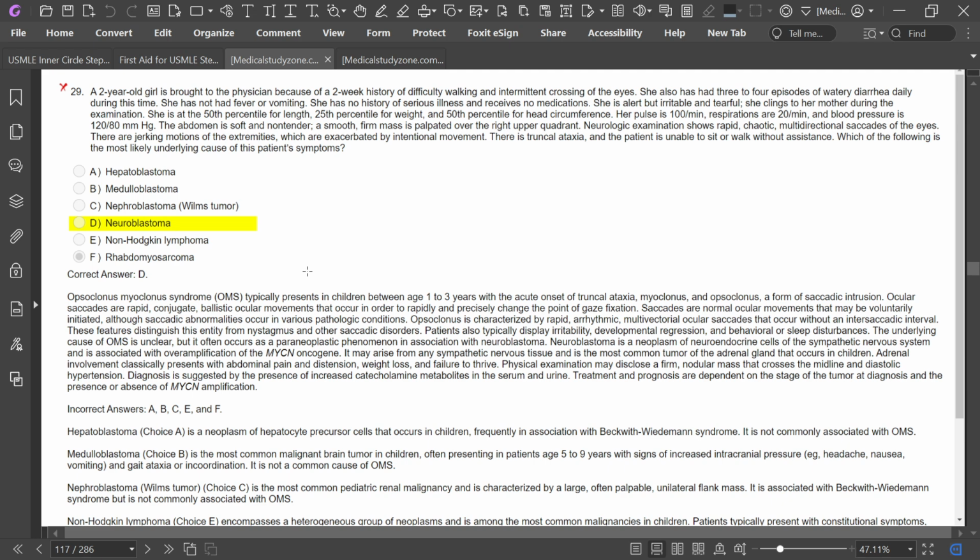It is the most common tumor of the adrenal gland that occurs in children. Adrenal involvement classically presents with abdominal pain, distension, weight loss, and failure to thrive. Physical examination may disclose a firm nodular mass that crosses the midline and diastolic hypertension. Diagnosis is suggested by the presence of increased catecholamine metabolites in the serum and urine.